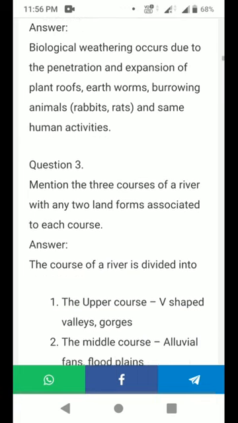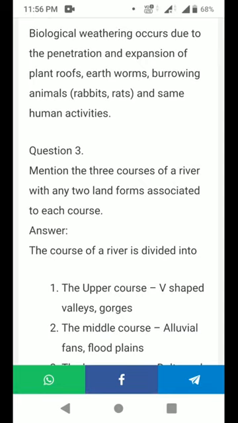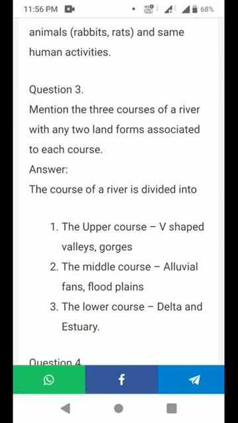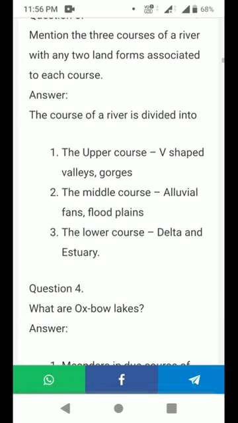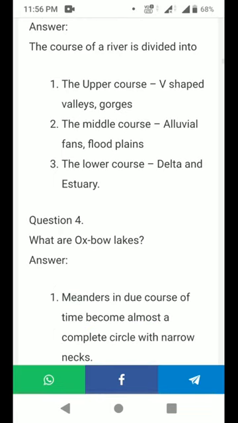Next, third question. Mention the three courses of a river with any two landforms associated with each. The course of a river is divided into three. The upper course, V-shaped valley or gorges. The middle course, alluvial fan, floodplains. The lower course, delta and estuaries.